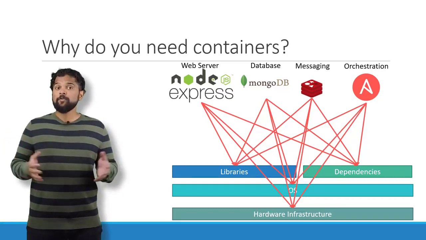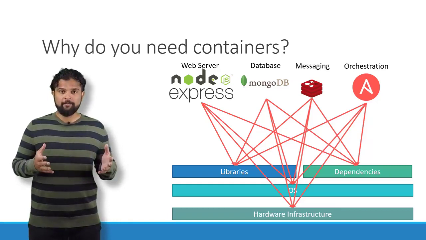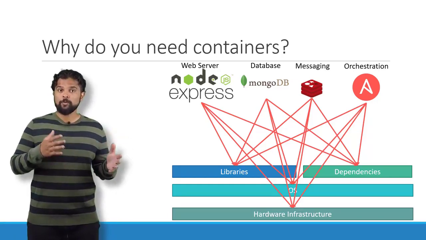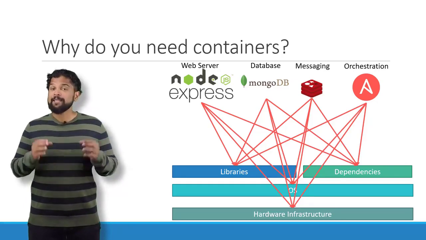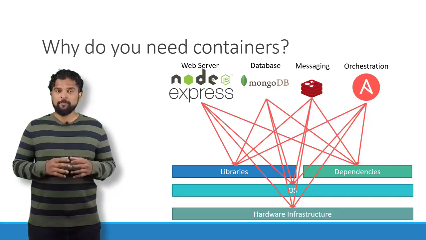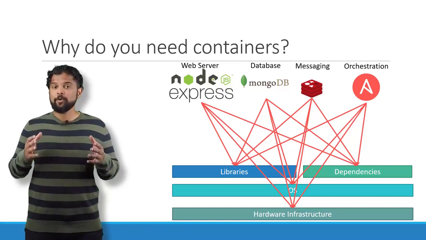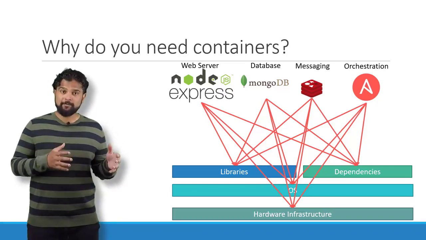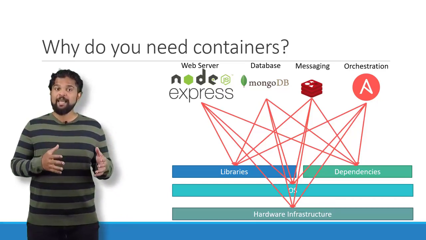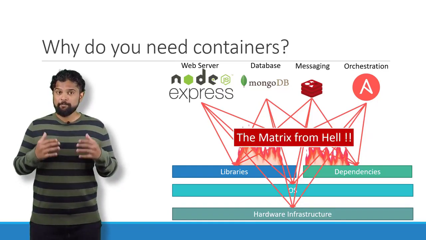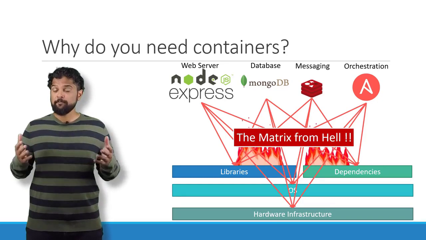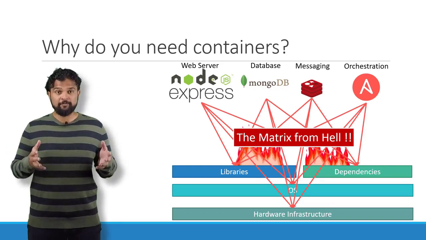The architecture of our application changed over time. We've had to upgrade to newer versions of these components or change the database, etc. And every time something changed, we had to go through the same process of checking compatibility between these various components and the underlying infrastructure. This compatibility matrix issue is usually referred to as the matrix from hell.